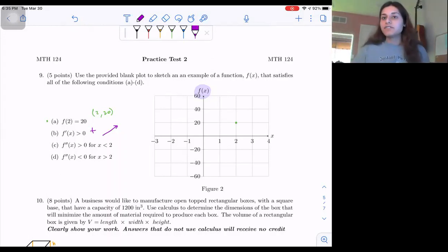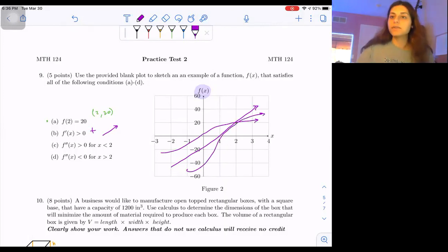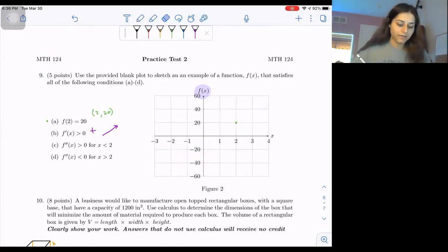I don't know enough to draw my function yet. I can't put anything on the graph with that information because all I know is that it goes to this green point, but if it's increasing, it could go like that, it could go like that, it could go like that. We really don't know. We just know it's going up and to the right. So we can't really draw anything yet. But we have to keep that information in our minds. It's always going up. Okay.